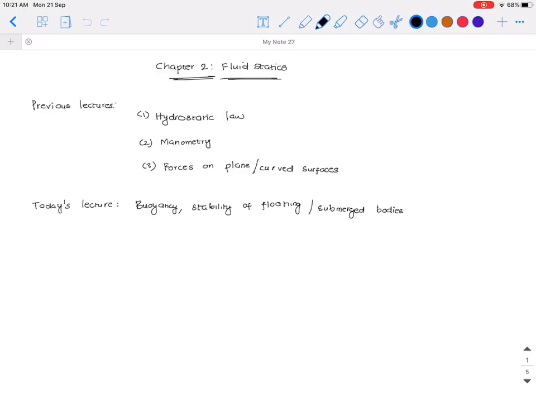Hi, in the previous lectures, we talked about hydrostatic law that states that pressure increases with depth in a static fluid. Then we talked about manometry, which are pressure measuring devices whose operating principle is hydrostatic law. Then we derived expressions for forces acting on a plane surface. Also, we discussed, based on force balance, how we can compute forces on curved surfaces.